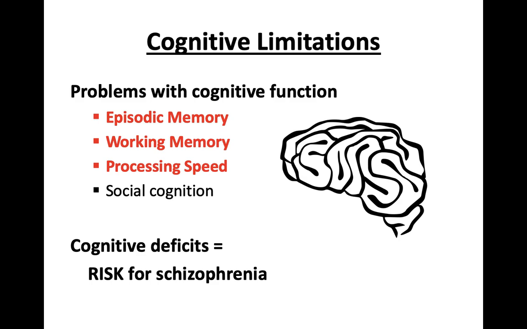And some evidence that they should be thought of as risk factors is that these cognitive deficits are present prior to the onset of the illness, and then they're found usually in a milder form in the first degree relatives of people with schizophrenia. So that would be some evidence that there could be some biological or genetic basis for these cognitive impairments that then create a risk factor to then lead to schizophrenia.